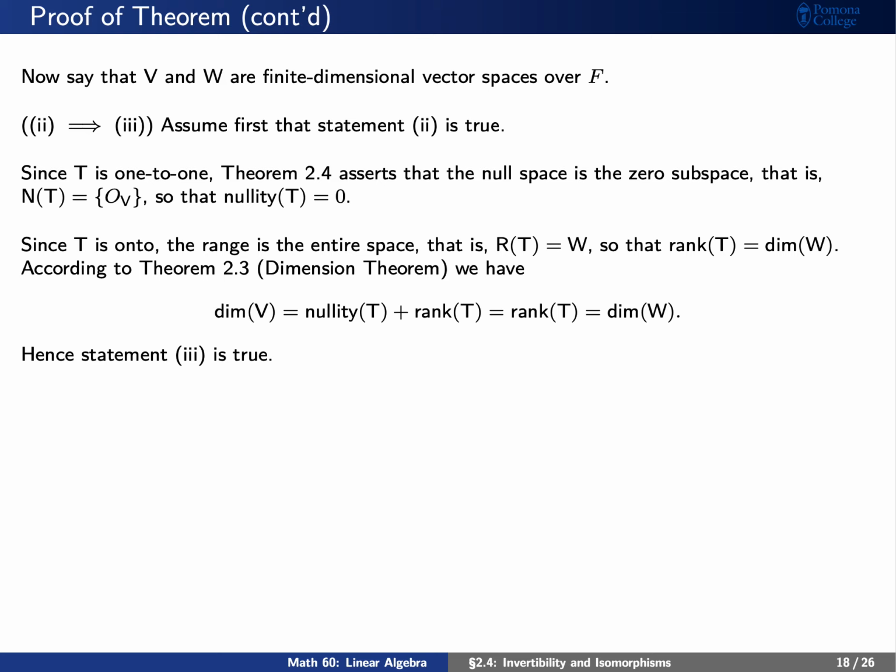Finally, let's use the dimension theorem to see that the dimension of V is the nullity plus the rank, that is 0 plus the dimension of W, which just equals the dimension of W. Hence, statement 3 must be true.